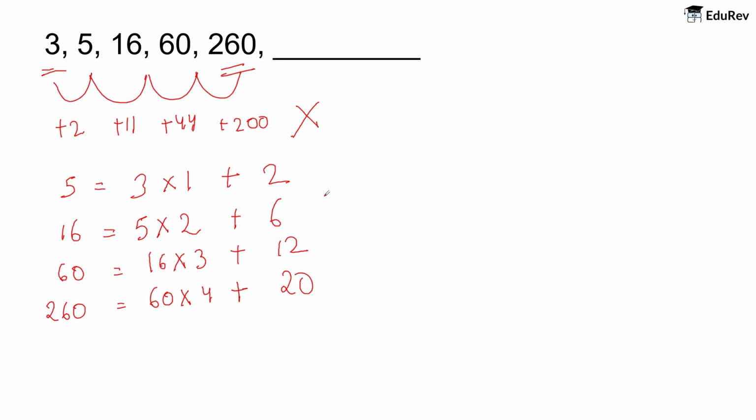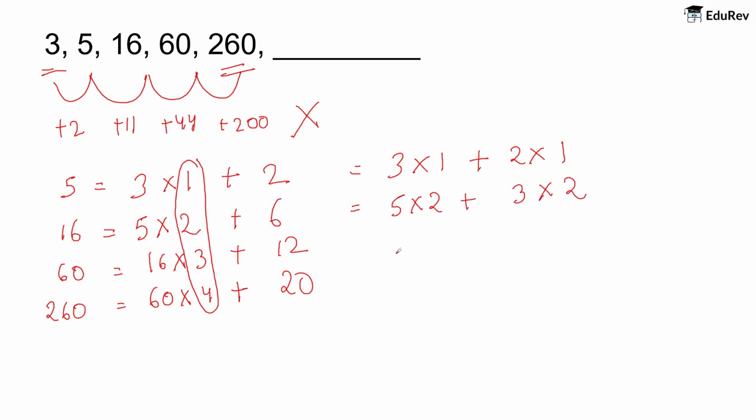Now, when you look over here, we get disappointed because here I can observe a pattern 1, 2, 3, 4, but here I cannot observe a pattern. But now, if you do not give up over here and you try breaking this further, you can write down this as 3 into 1 plus 2 into 1. Similar way, you can write this as 5 into 2 plus 3 into 2. Similar way, you can write this as 16 into 3 plus 4 into 3.